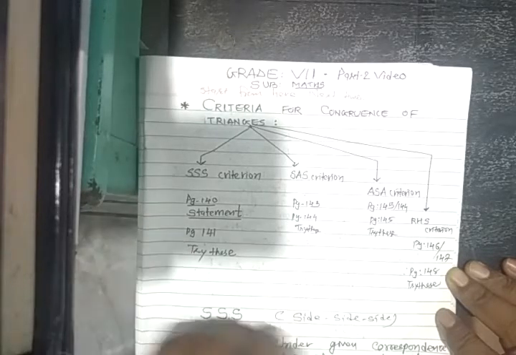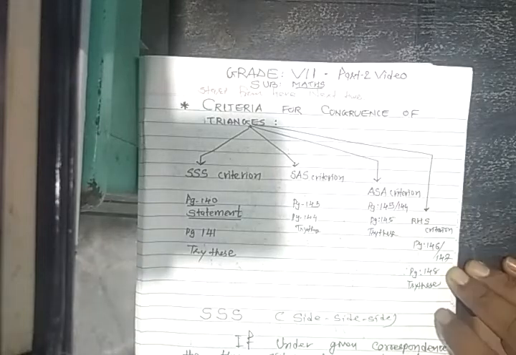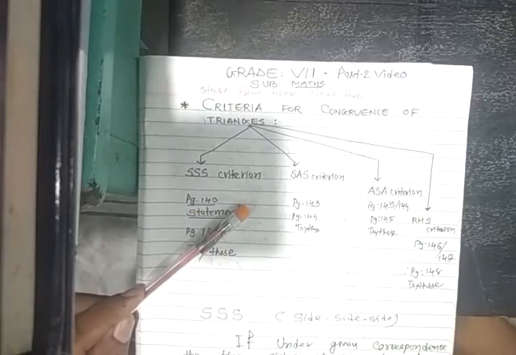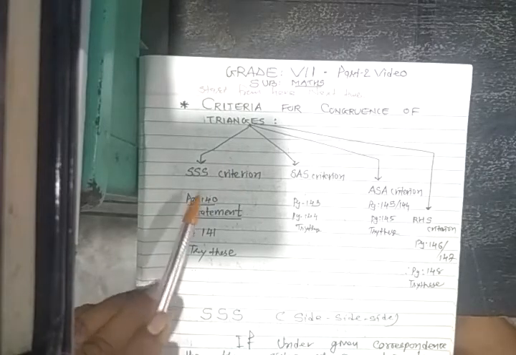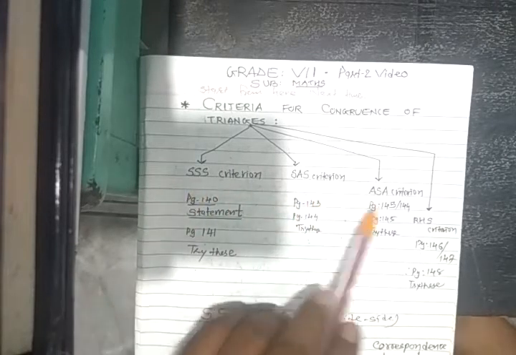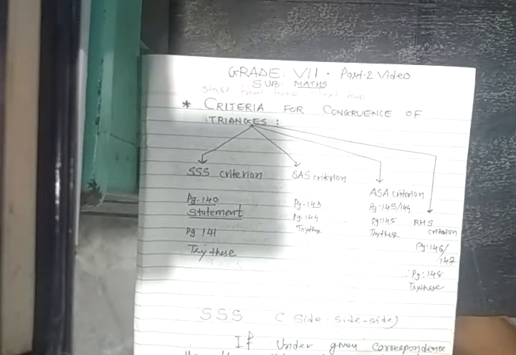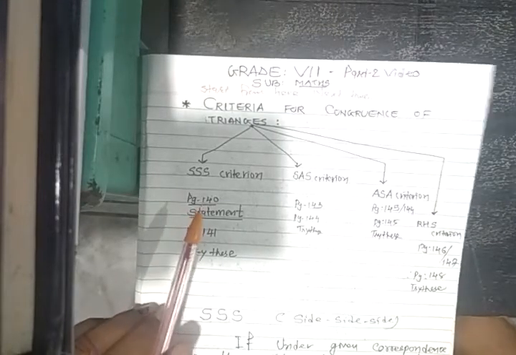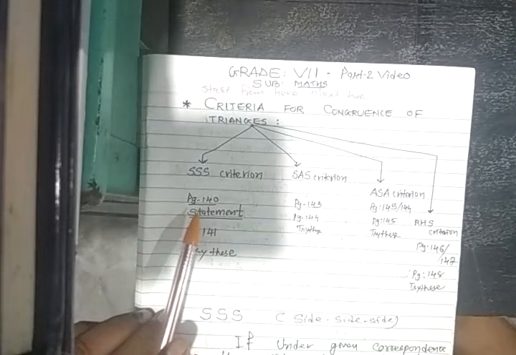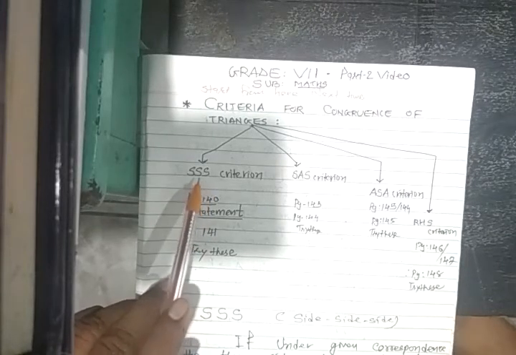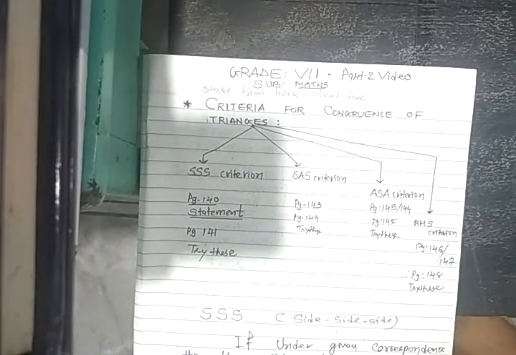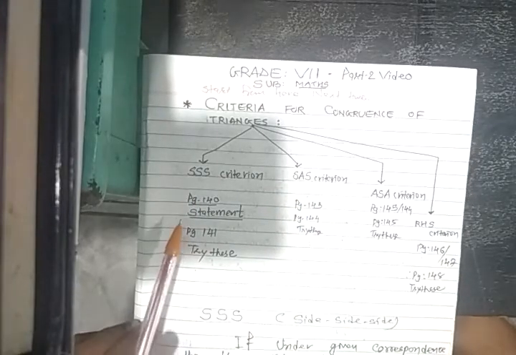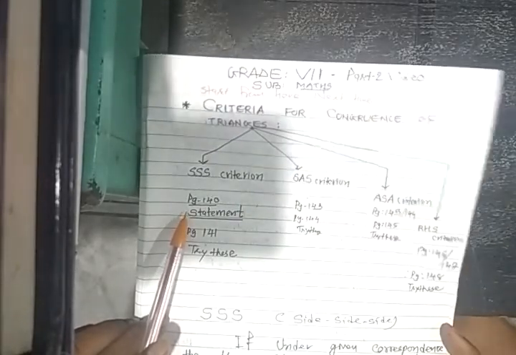Now you see here, there are 1, 2, 3 and 4 criterions we are going to study now. In today's session, we are going to study SSS criterion and SAS criterion and their examples. So it is on page number 140. Open your textbook NCERT.